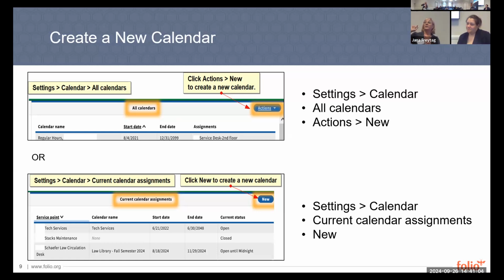So if you're in all calendars, you're going to click on the actions button and select new to create a new calendar. If you choose current calendar assignments, it just has a new button up in the upper right corner of that page, and you can click that to start your new calendar. Next slide.